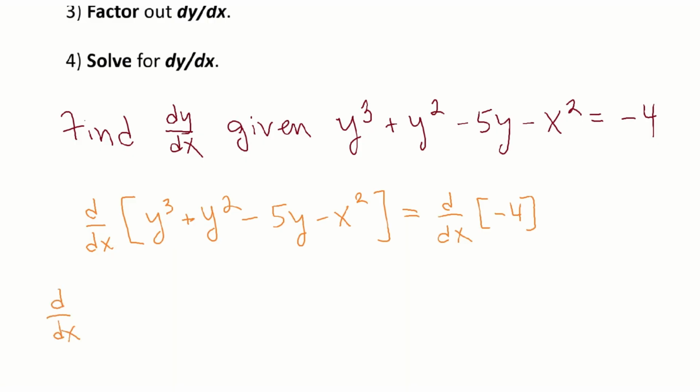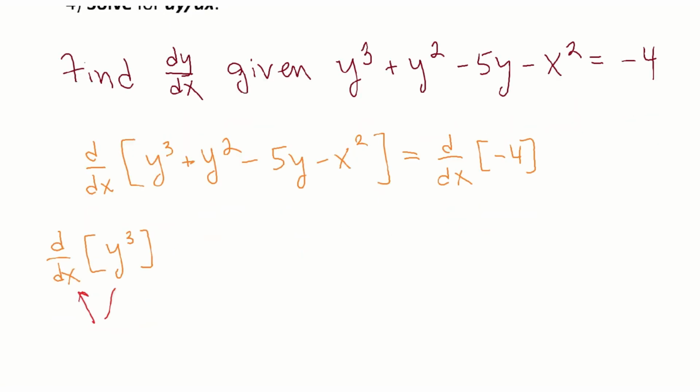Let's go term by term on the left side. So what's the derivative of y cubed? Notice the variables disagree. So we have to use the chain rule. The derivative of the cubed part is 3y squared. Then we multiply that by the derivative of the inside function. What's the derivative of y with respect to x? It's dy dx. Now do the same thing for the next term.